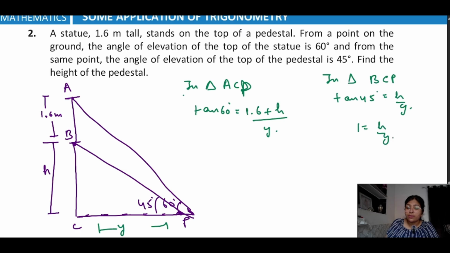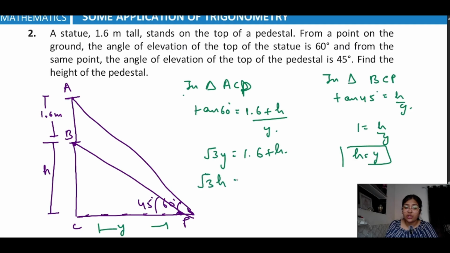Now the value of h is equal to y, so we can replace y by h. We need to find the height of the pedestal, no need to find y. So replacing y with h, root 3 h is equal to 1.6 plus h. Take h common: h times root 3 minus 1 equals 1.6. The value of h is 1.6 divided by root 3 minus 1.